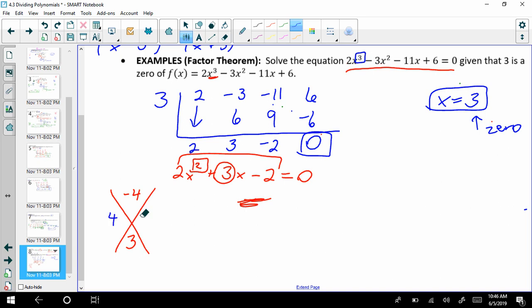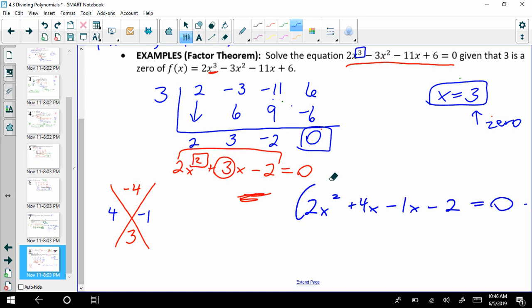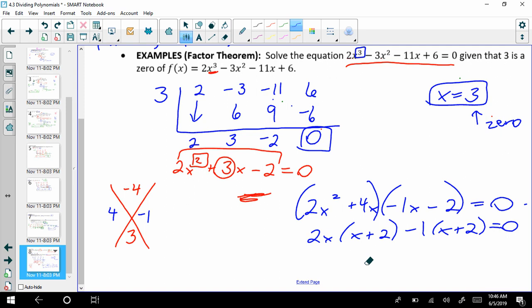Should be a 4 and a -1. So let's rewrite it. And now we're going to group. From the first group, from the second group, remember I need to get my groups to match. They both now have an x plus 2. The other group would be 2x minus 1.